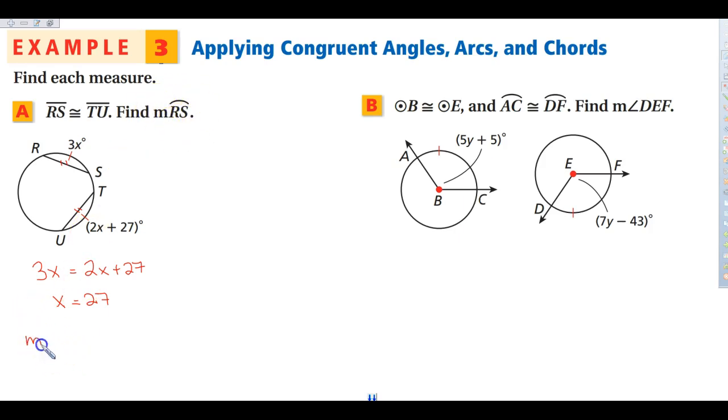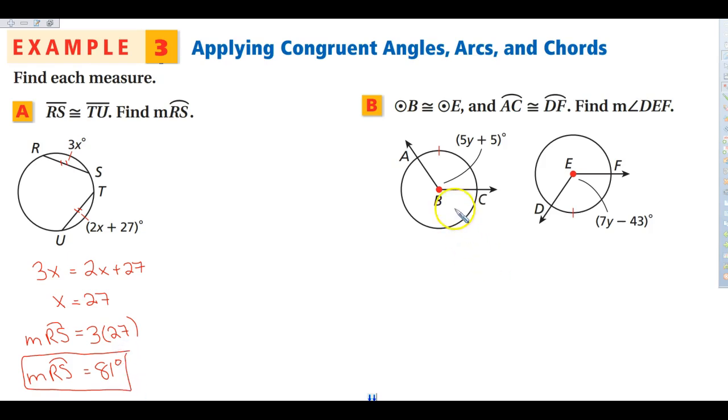Now, I want the measure of arc RS. So if I want the measure of the arc, RS was 3x, so it's going to be 3 times 27. So that makes the measure of arc RS 81 degrees.